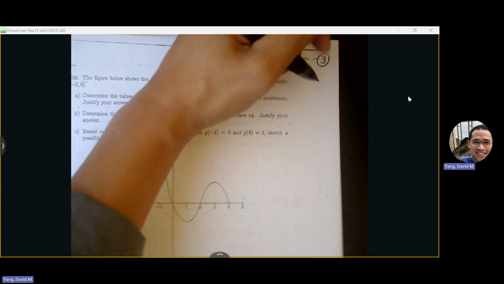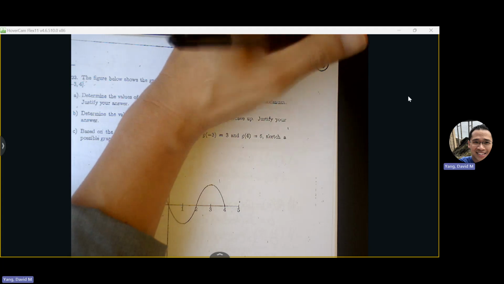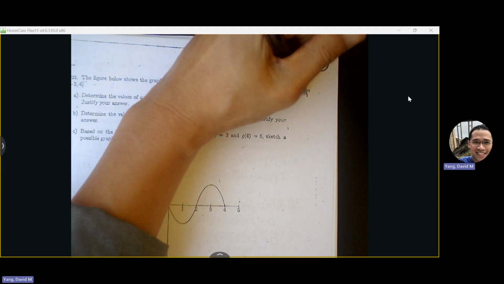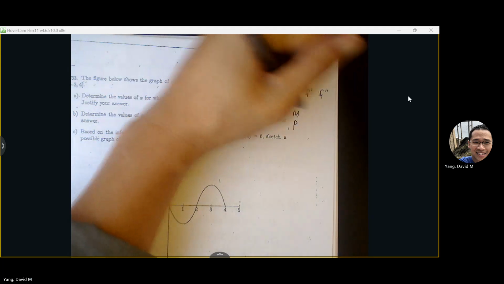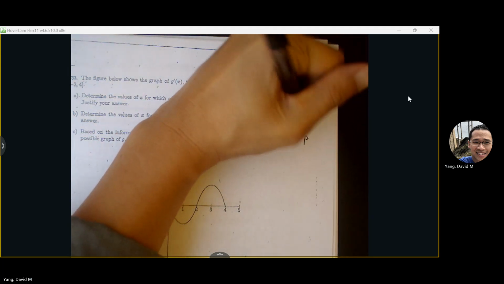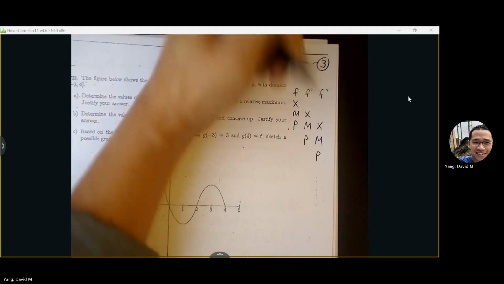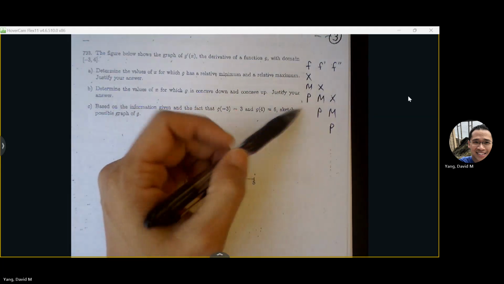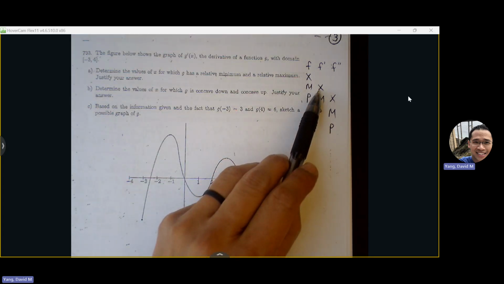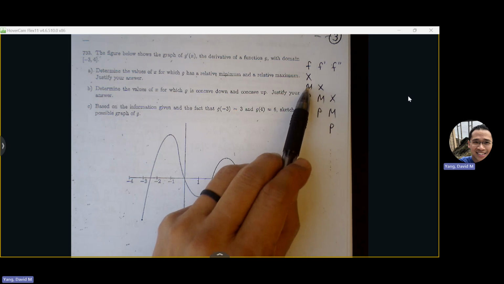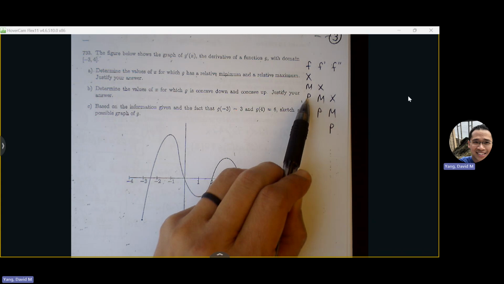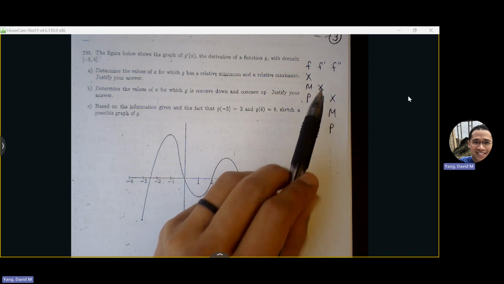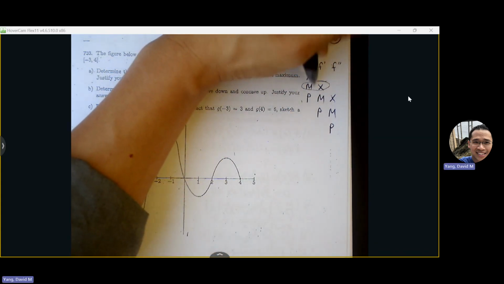Remember the chart that I shared with you? Sometimes that can come in handy. This really helps if you're looking at the F prime graph. You know your x-intercept is going to match up with the max and mins of your original function. The max and mins of your F prime is going to tell you where the point of inflection of your original function is. So it really comes in handy at this level.